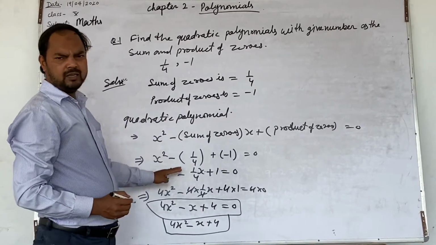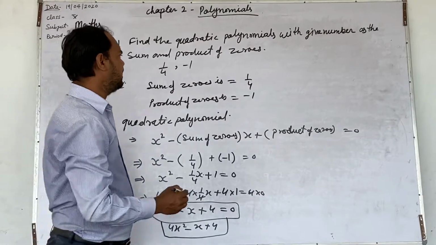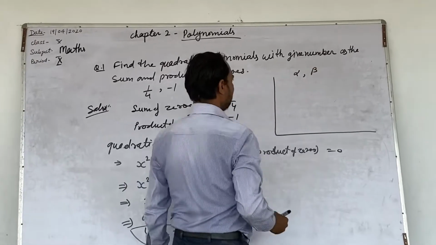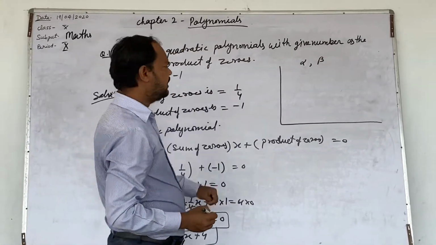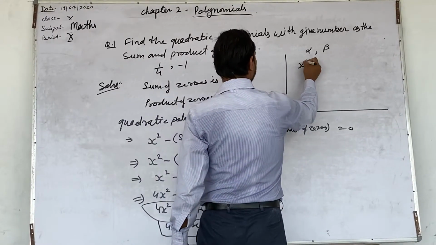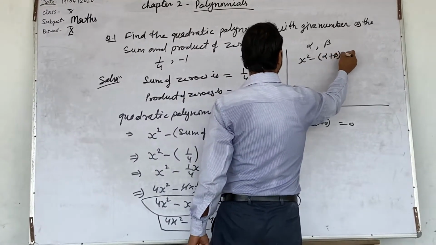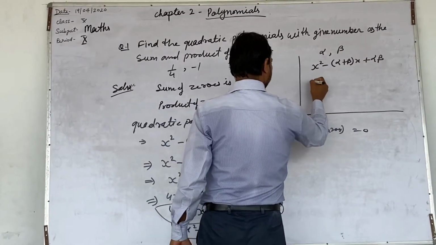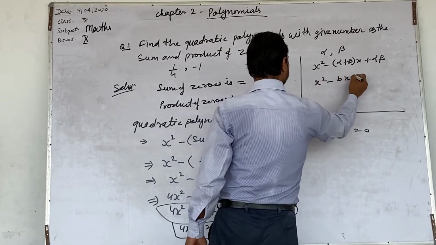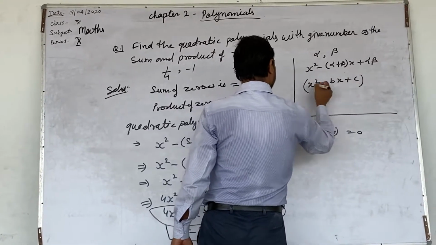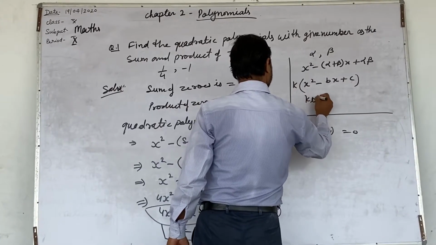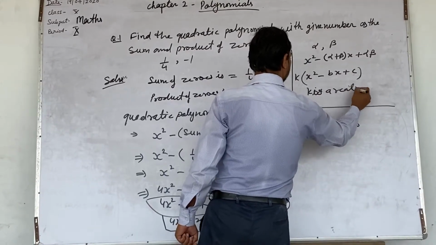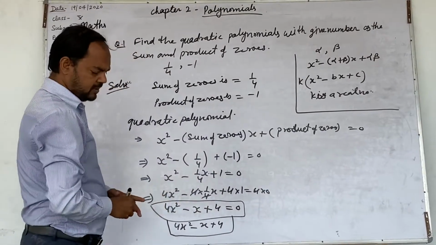This is the simple way you can use to find a quadratic polynomial. But in formula case, we can say if there are two zeros alpha and beta, you can use x square minus (alpha plus beta) into x plus alpha beta, right? You can also write k times (x square minus bx plus c), where k is a real number, right? So let us take one more example.